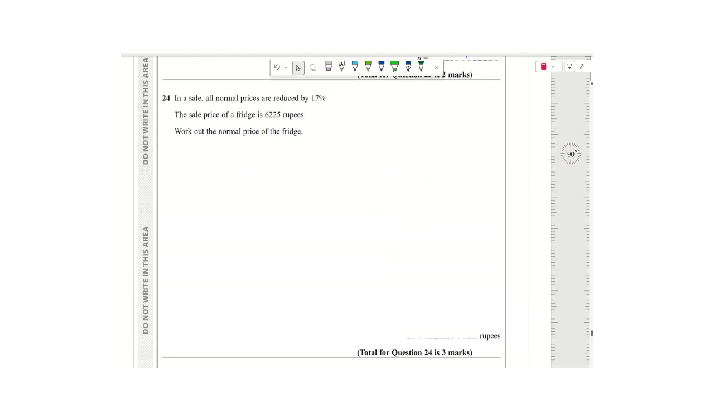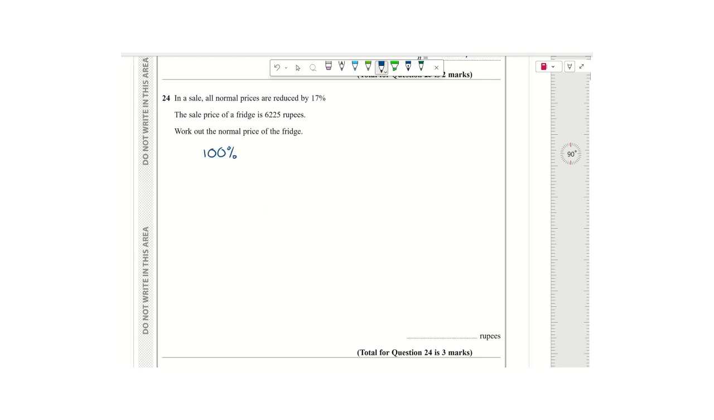Question 24. In a sale, all normal prices are reduced by 17%. The sale price of the fridge is 6,225 rupees. Work out the normal price. So I've got the sale price. I want to find the 100% price.